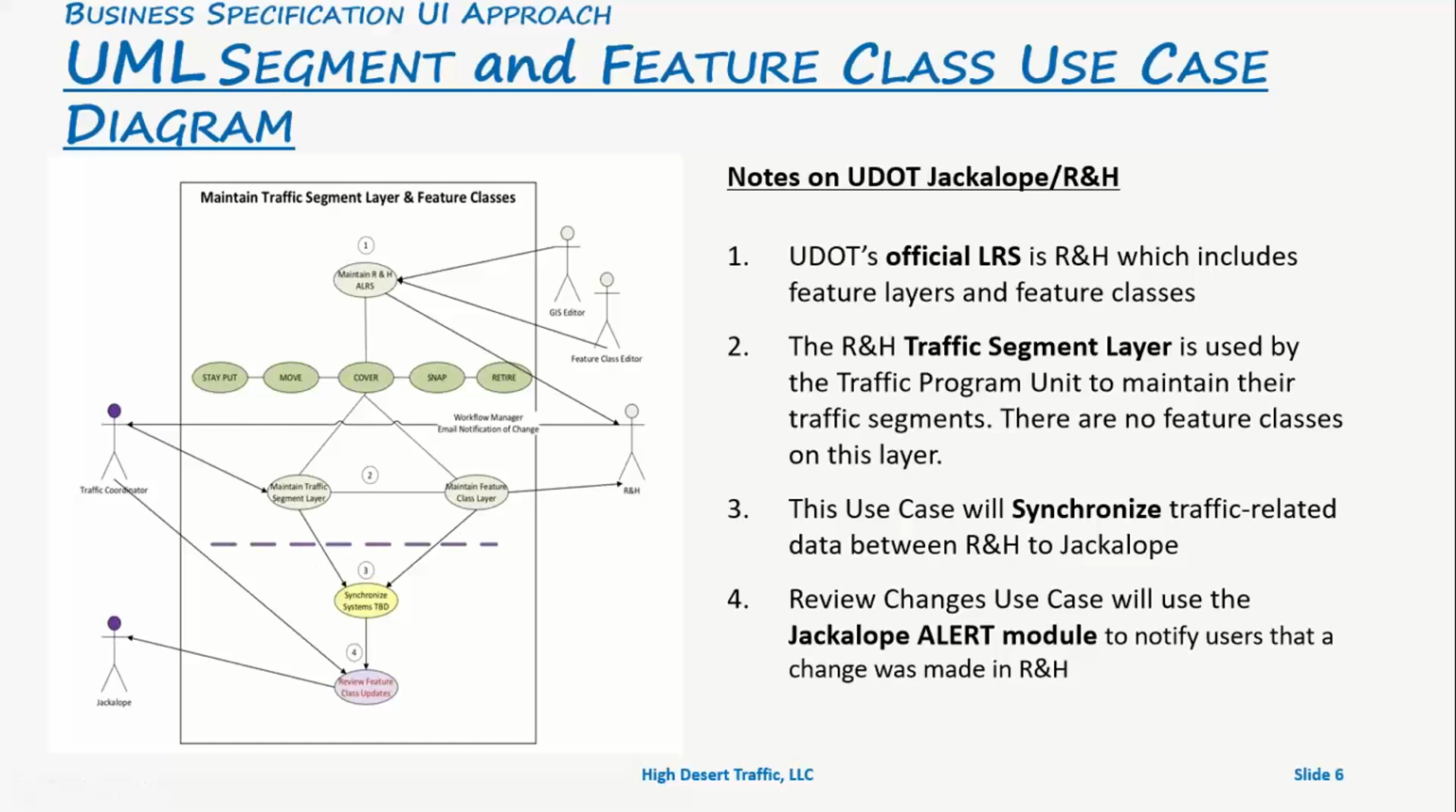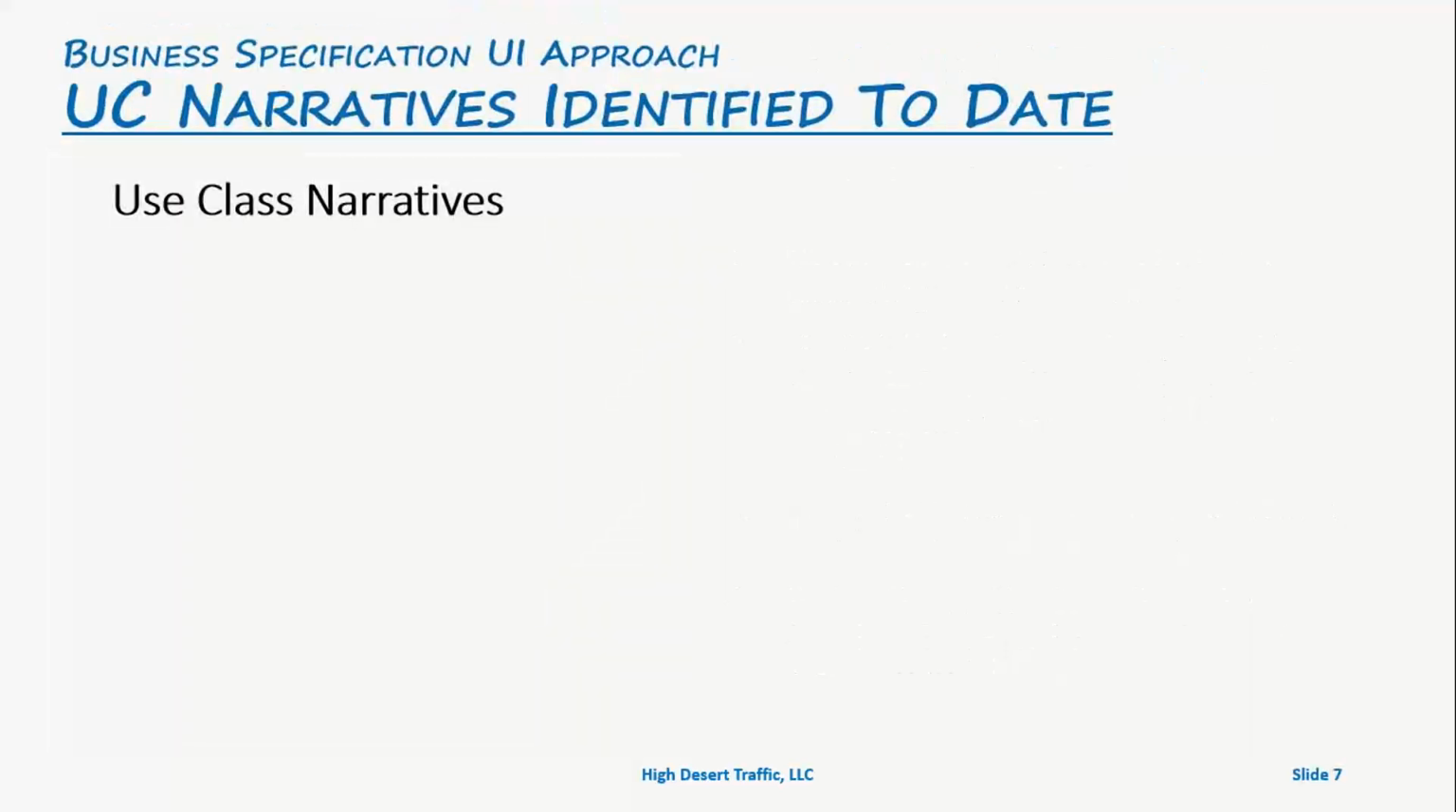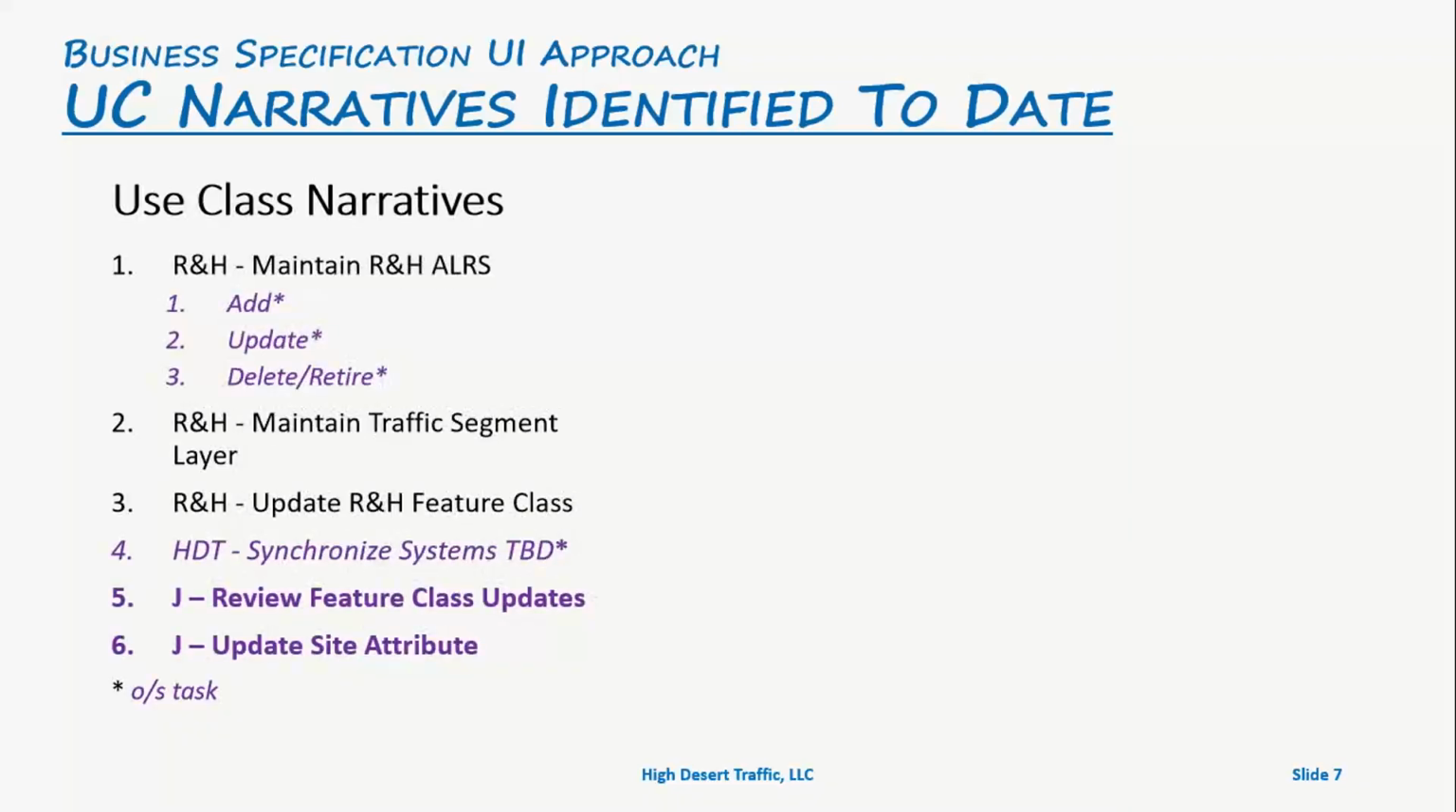But now that everybody's looking at the diagram, just make a note at number 4, the review feature class update bubble or oval, because we'll be talking about that in the next slide here. So I'm going to talk about use case narratives really quick. Once the picture is captured, next is the use case narrative, and this is where things really get drilled down. So we've identified 6 here. We completed 5 of the 6 use case narratives. And again, these are draft narratives, and it's a work in progress.